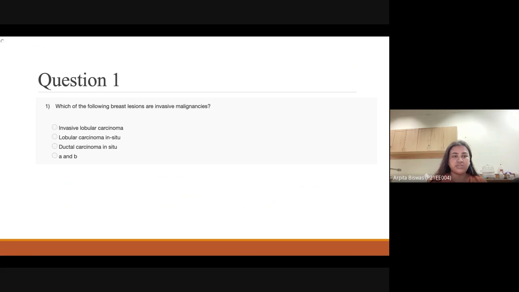First option is invasive lobular carcinoma. Second option is lobular carcinoma in situ. Third option is ductal carcinoma in situ. And the last option is option A and B both. So go through the question carefully and try to give the answer. So the right option is option A, invasive lobular carcinoma.